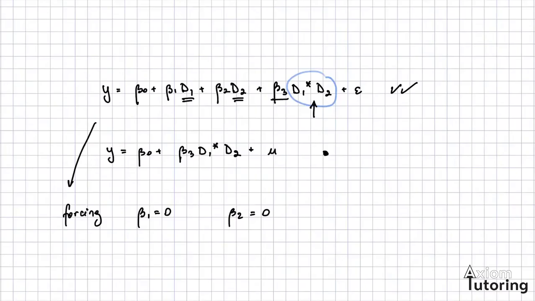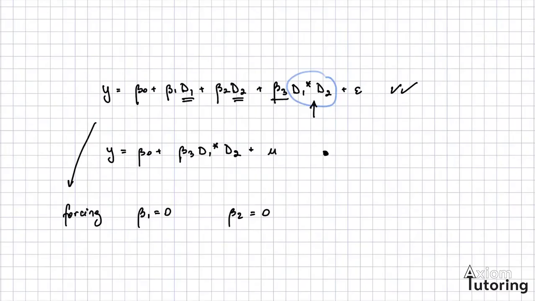It doesn't matter if we're looking into the dummy times dummy, dummy times continuous, or continuous times continuous case, the rule will always be that you have to include the interaction term as well as the terms that this interaction is built upon. Okay? So always include the individual terms.